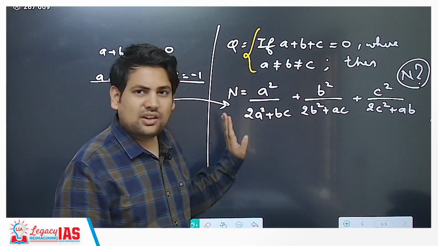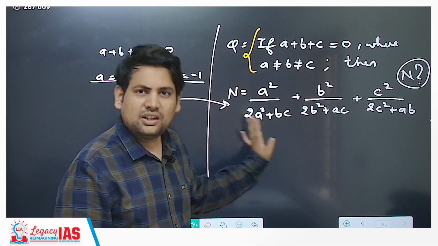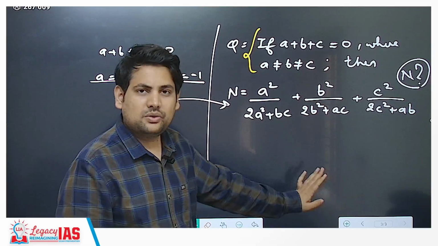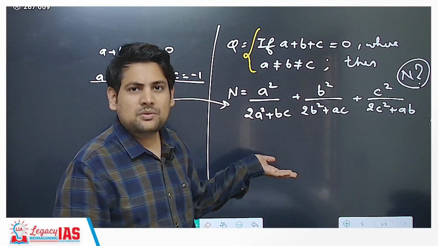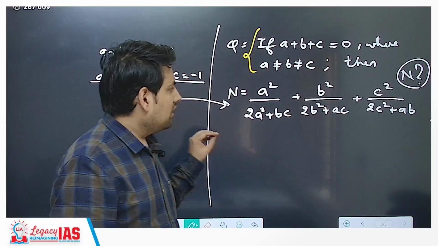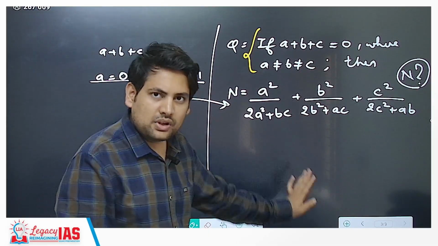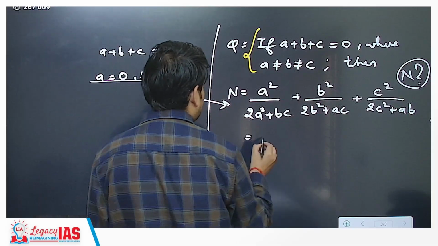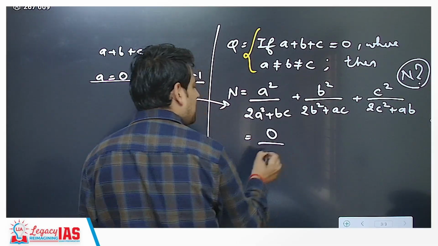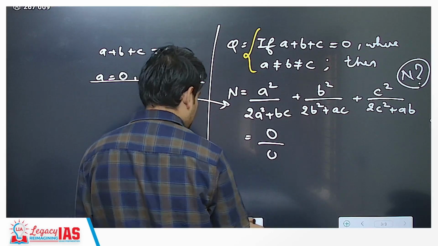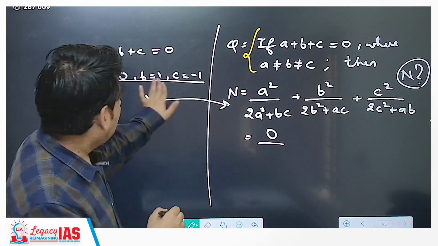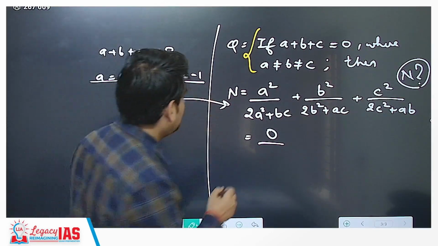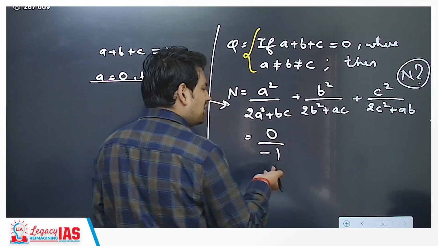In most questions you will get it right in the first attempt only. Otherwise, if one or two more attempts are needed, it will still take much less time than doing them algebraically. Now just put the values. So a becomes 0. Now anything upon it, if you put 0, this becomes 1 into minus 1, so this becomes minus 1. 0 by minus 1 is 0.